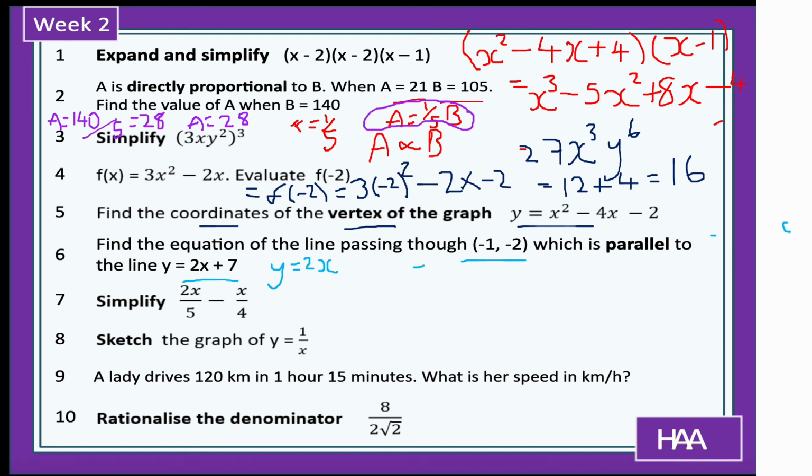Right, guys, next set of questions. This is question number 7. Simplify this algebraic fraction. So writing it under a common denominator, the lowest common denominator of 5 and 4 is 20. So over 20.